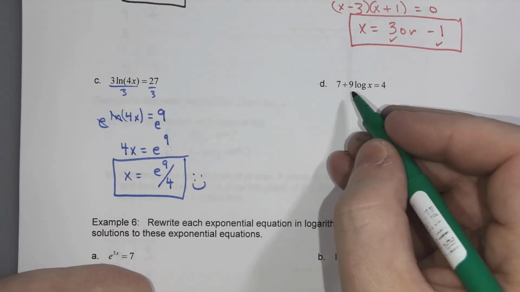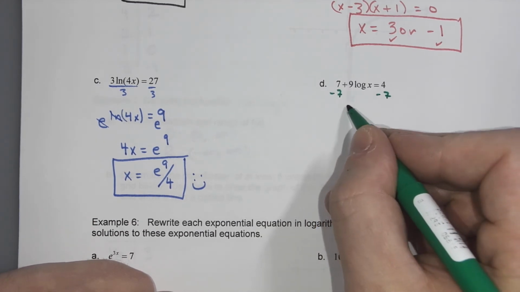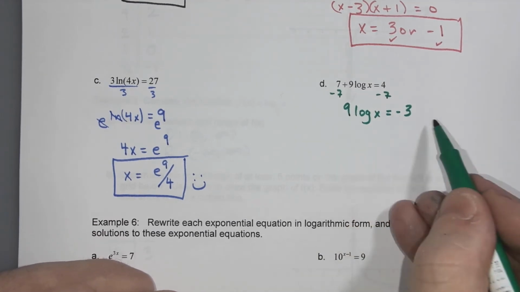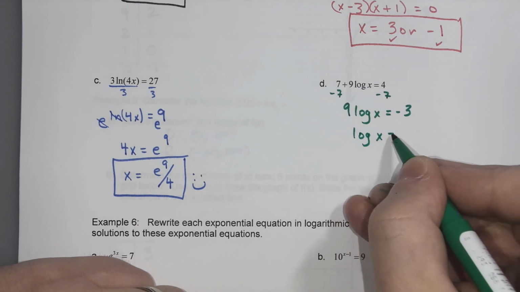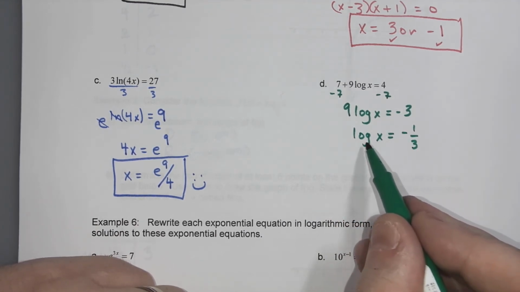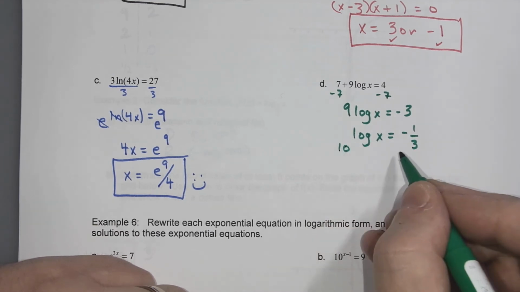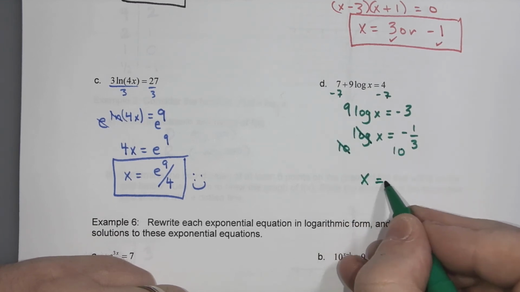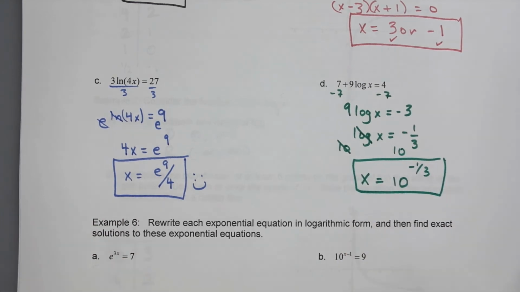Last problem then, let's isolate first by subtracting 7, so that 9 log x equals negative 3, and then divide by 9, log x equals negative 1/3. Cancel out the common log. Remember, there's no base here, so this is understood to be base 10. So I'll raise 10 to the power on both sides, so that I get x equals 10 to the power of negative 1/3. Box, happy face.